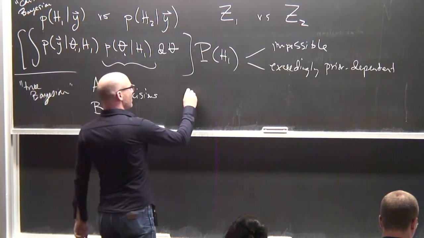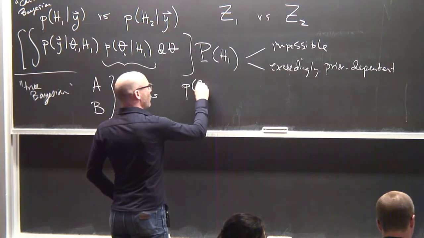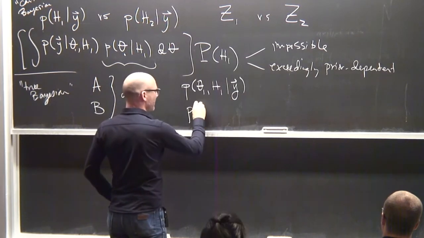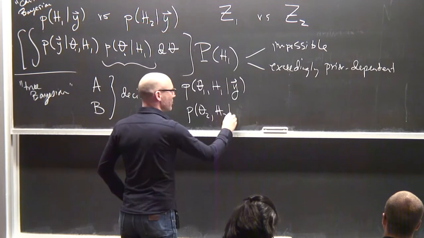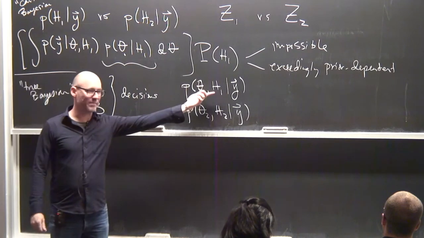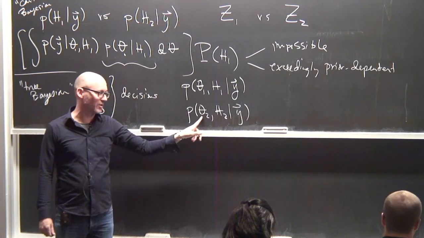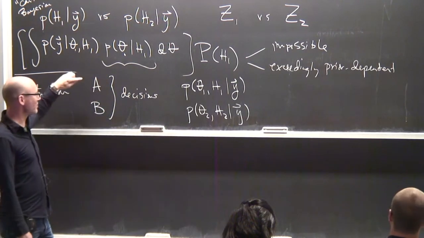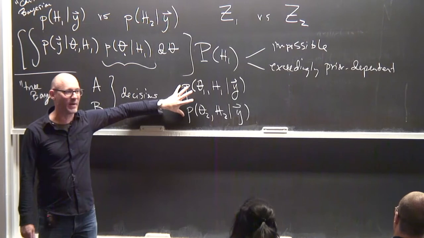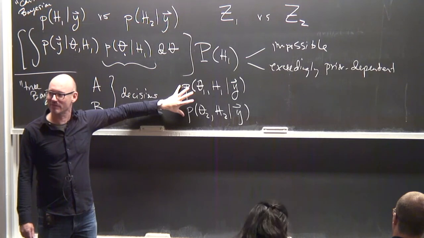And then there's probabilities. There's P of theta 1 in the context of H1 given the data, and there's P of theta 2 given H2, or in the context of H2 given the data. These are posterior probabilities, not just over H1, but also over the parameters. And this is posterior, not just over H2, but also over the parameters. And now we compute the utility of making decision A in the context of this posterior information. See? That's what I have to do. I have to write down my utility.